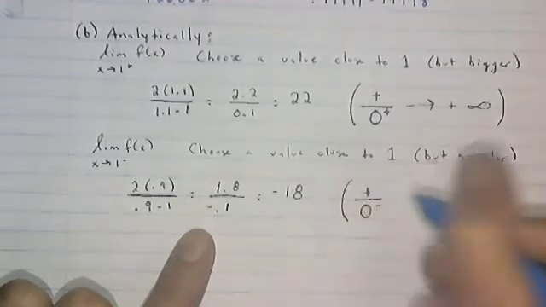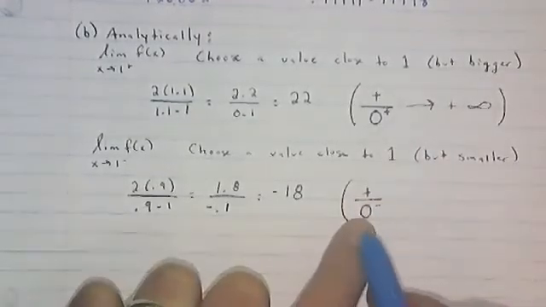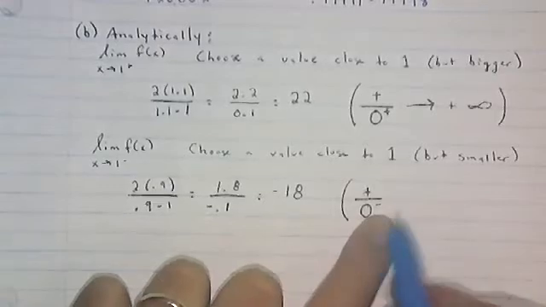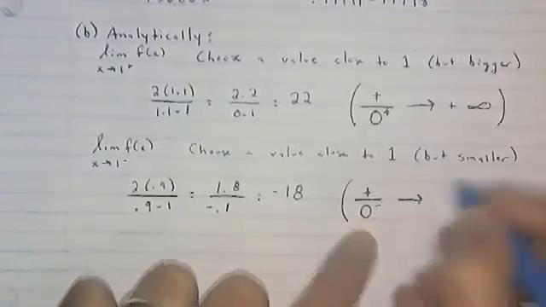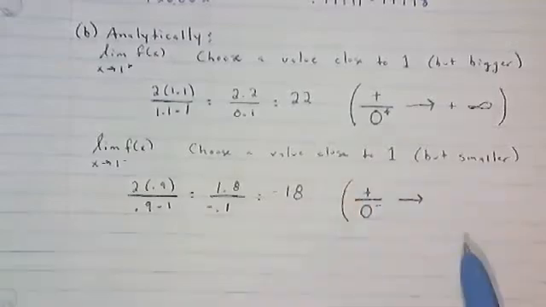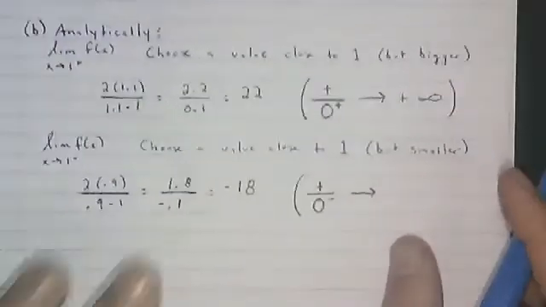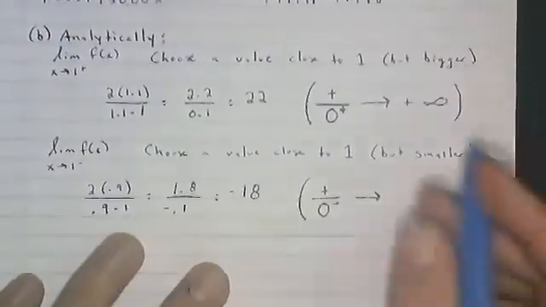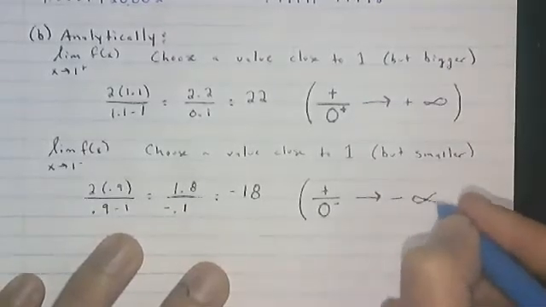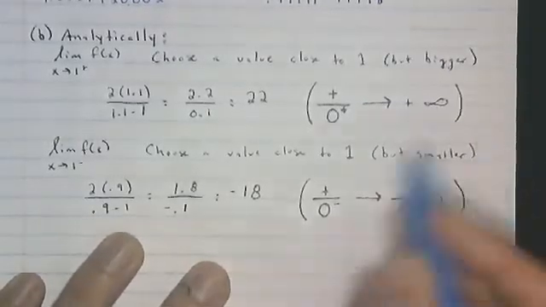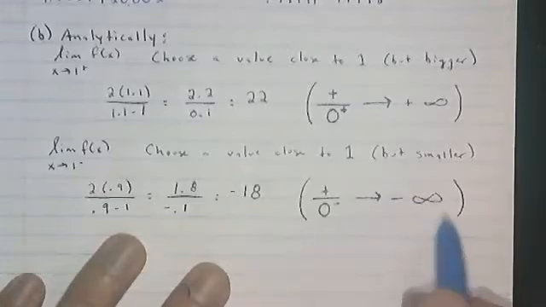And so we would indicate, okay, this bottom 0 is approaching 0 from negative values. And that combined with this positive constant on top gives us the kind of backup we need to say, okay, this is going towards negative infinity. Positive divided by negative gives you a negative.